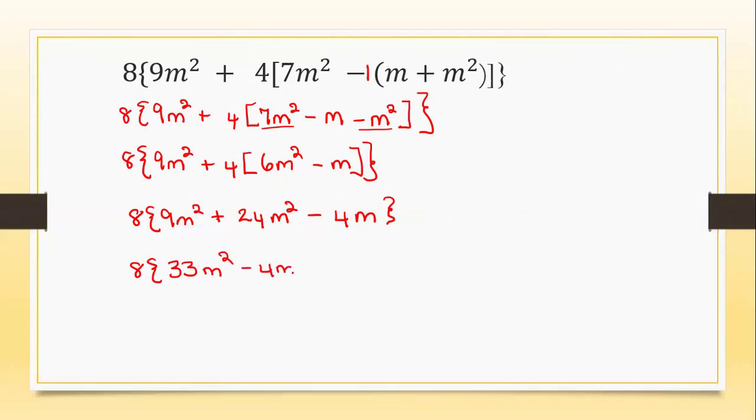Subtract 4m, multiplying out the brackets. 8 times 33m squared gives us 264m squared. 8 times negative 4m, negative 32m.